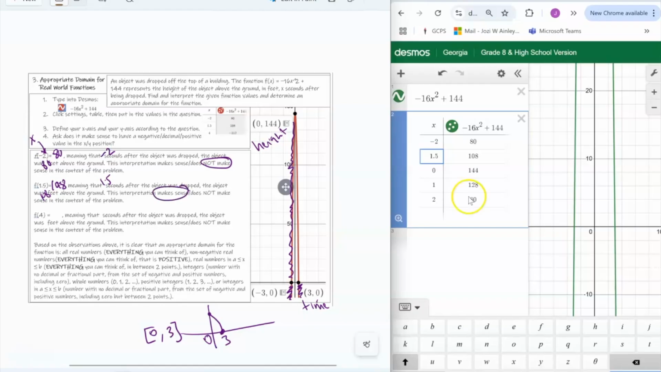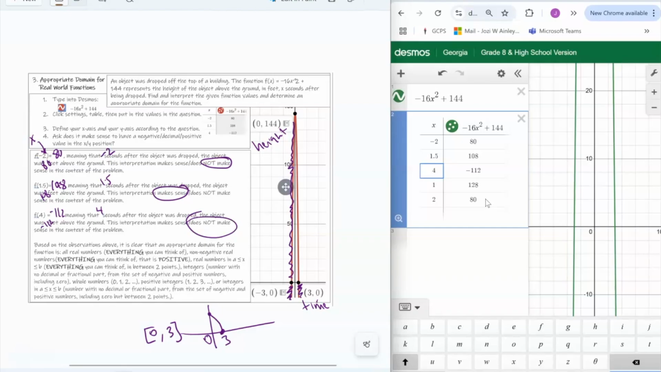All right. F of 4. So come right here. We'll change that number to a 4. -112. So -112, meaning that 4 seconds after the object was dropped, the object was -112 feet above the ground. Is that possible for me to be -112 feet off the ground when this object is dropped? No. So this does not make sense.